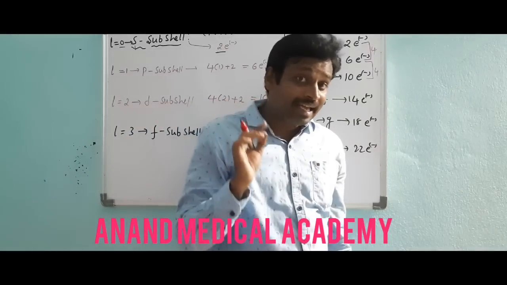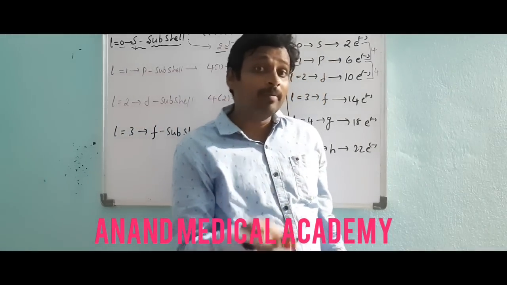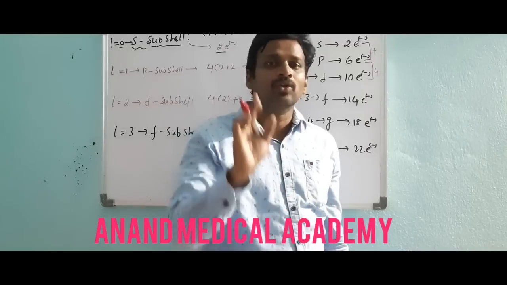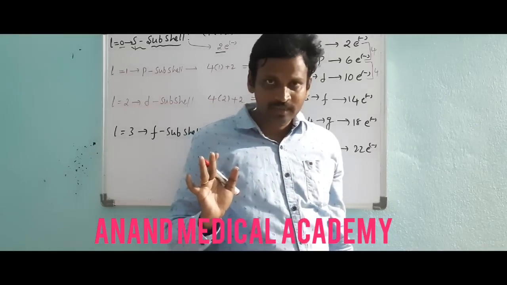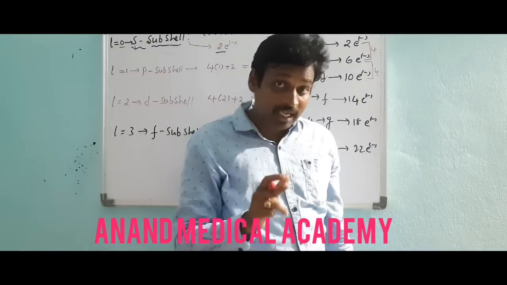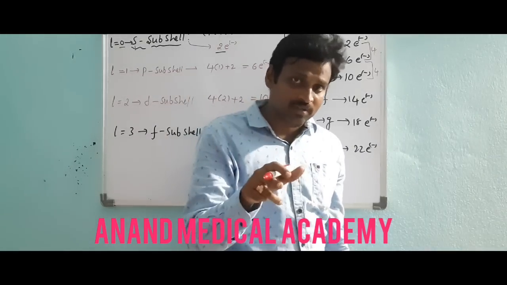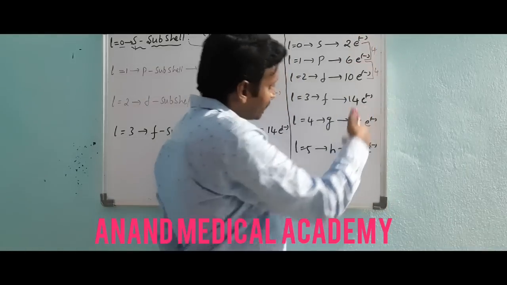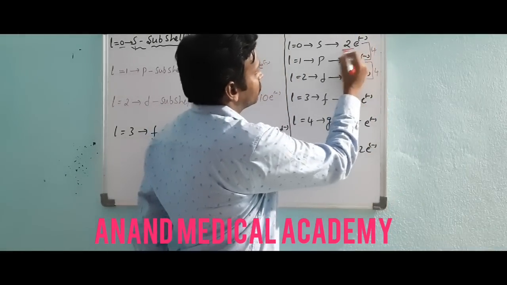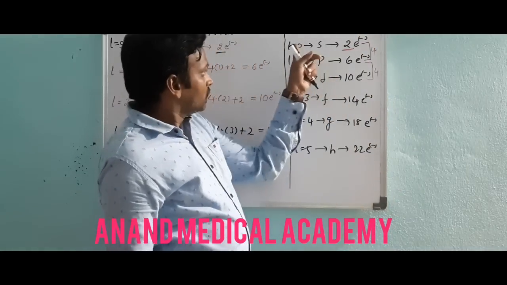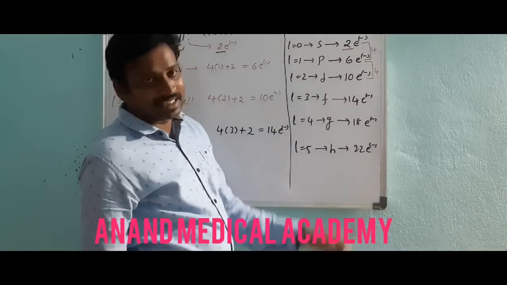Tell me. So in a shell, how many electrons? 2n squared. In a subshell, how many electrons? You have it like this, just 4 is the difference, starts with 2. Yes, L is equal to 0 means S subshell.